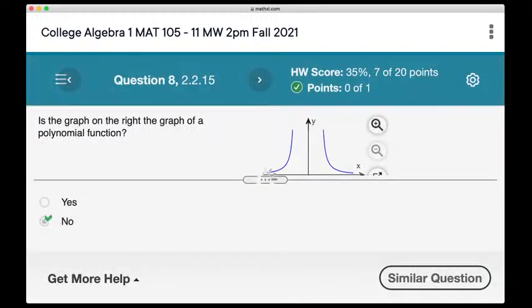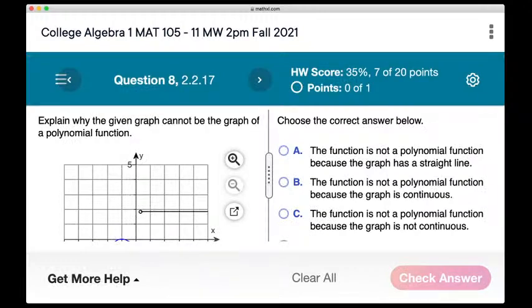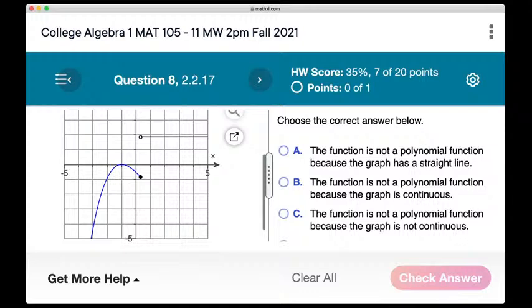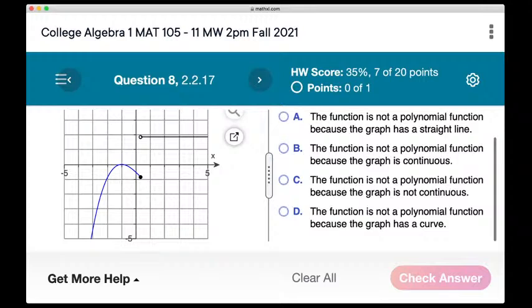Okay, explain why the given graph cannot be the graph of a polynomial. Same argument, right? There's a hole or a gap or a break, right? It's not because it has a straight line. It's not because it's continuous. It's because it's not continuous, right? So then we would say C.